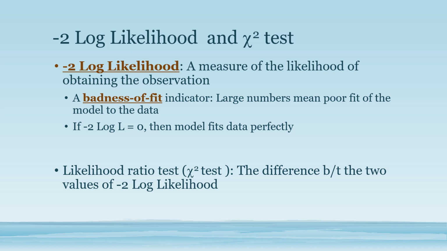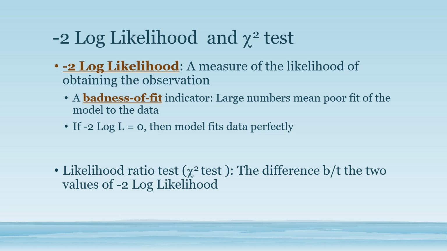The likelihood of the parameter estimates is usually very small. We therefore will compute -2 log likelihood. This is a measure of the likelihood of obtaining this observation. However, the -2 log likelihood is a badness of fit indicator. That is, larger numbers mean poorer fit of the model to the data. When the -2 log likelihood is 0, then the model will fit the data perfectly.